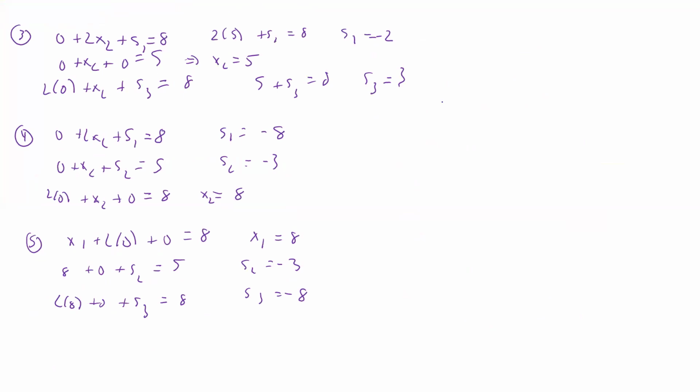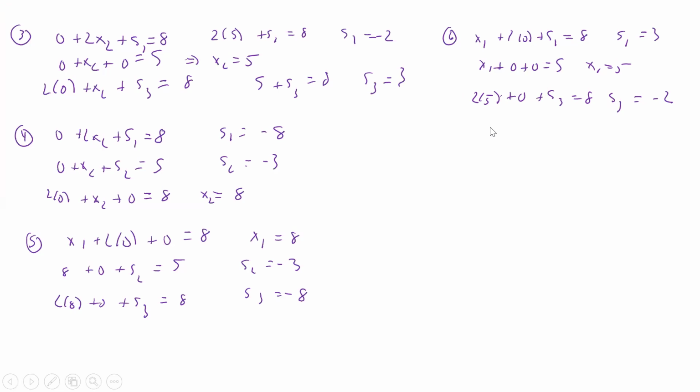Let's do that over here maybe. So 6. All right, so let's do x1 plus 2 times 0 plus s1 equals 8. And so then we have x1 plus 0 plus 0 equals 5. So x1 equals 5. Well, if that's 5, we take that over. That means s1 equals 3. And then we can take 2 times 5 plus 0 plus s3 equals 8. So that's 10. So that's going to be s3 equals a negative 2. So 5, 3, negative 2.